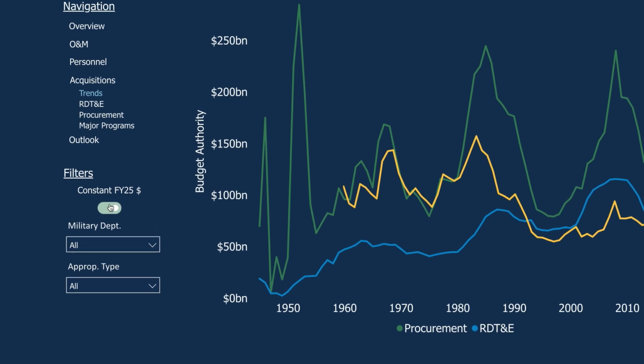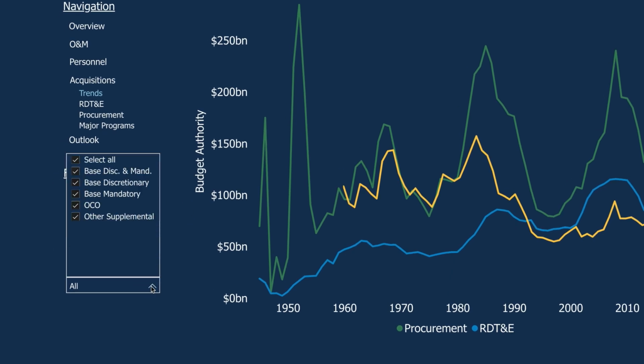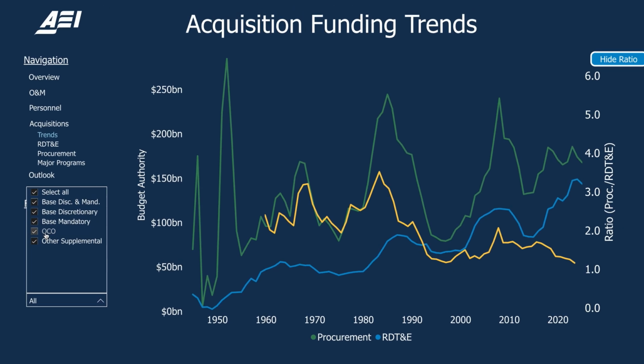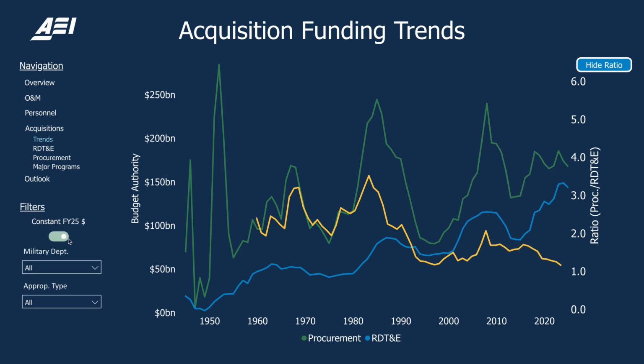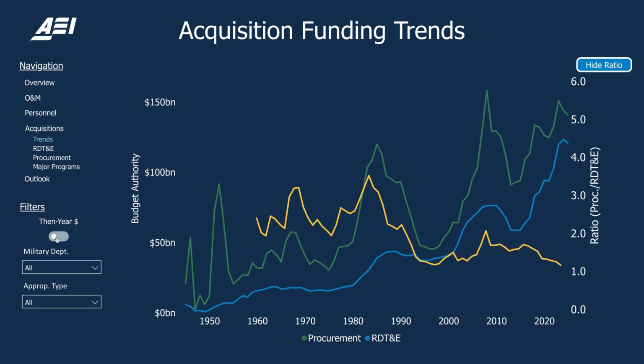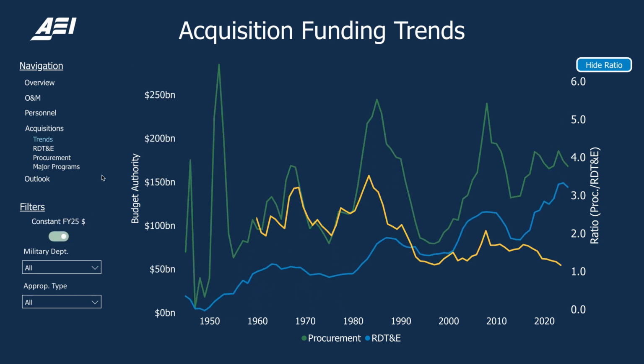Again, you can filter it by military department, by type of appropriation. So for example, if you wanted to take out that war-related funding, you can see how that affects the results. And you can do it in constant dollars or in then-year dollars.